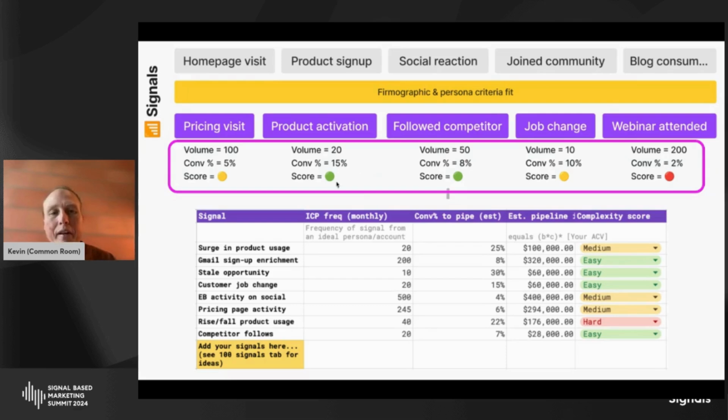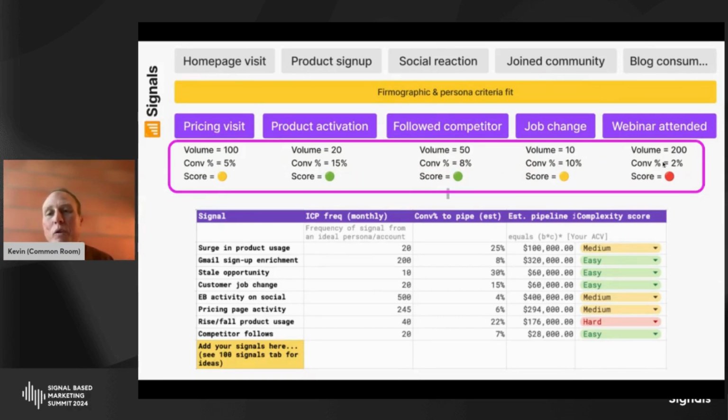Let's take this one here. A product activation signal converts at 20%, or sorry, 15%. The time spent for our team to act on that signal is not a lot, and it's generating net positive revenue for us. But maybe this signal of webinar attended, our team is working these 200 leads. It's a lot of work for them, but it only converts to pipeline at 2%. And that is below the line of what we deem acceptable in terms of efficiency.